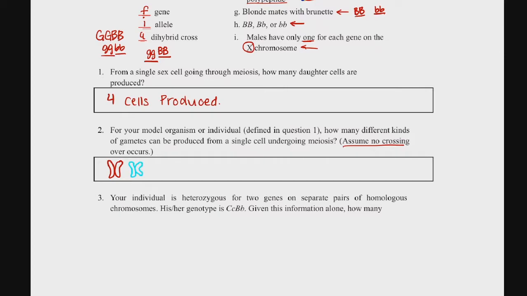In meiosis, we know that these are going to split up into haploid cells, haploid chromosomes, I mean. So it's asking for how many different kinds of gametes can be produced, and we can just see here that these two are the same and these two are the same, which means our answer is just 2 different gametes.